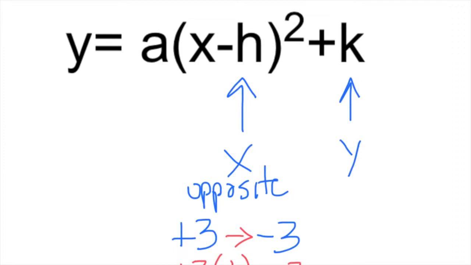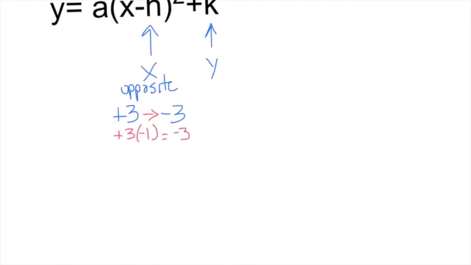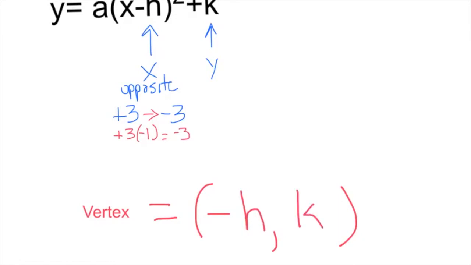So what if we were to build a formula? And maybe that formula would be something like this: our vertex would be equal to the point (negative h, k). That is, it's equal to negative 1 times whatever the value of h is, and the point k.